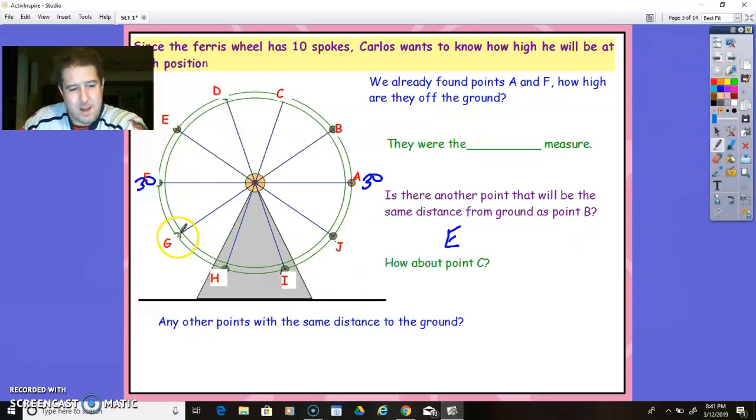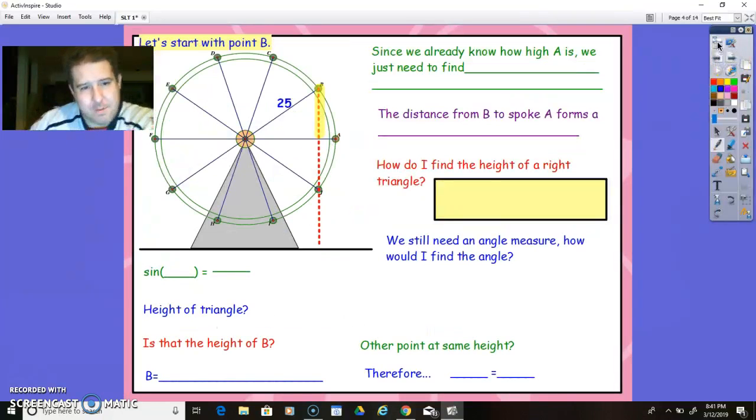Point J will be the same height as G, and point I will be the same height as J. So now that we've covered that, if we can find B, then we know that E is exactly the same. So what we're going to do is create this spoke. We're going to turn it into a right triangle.